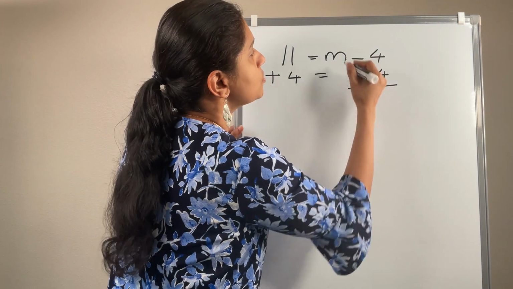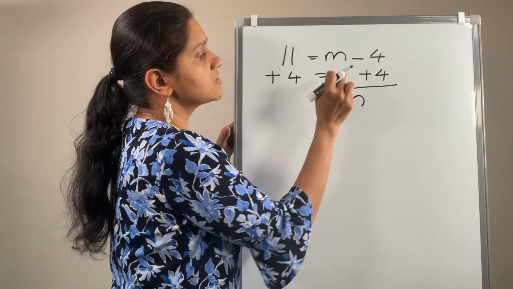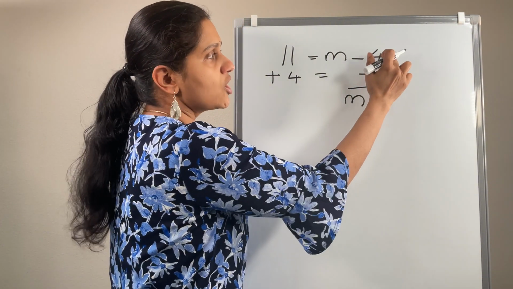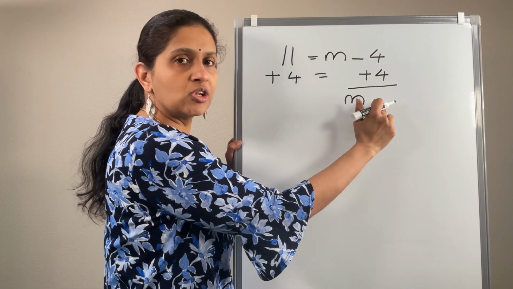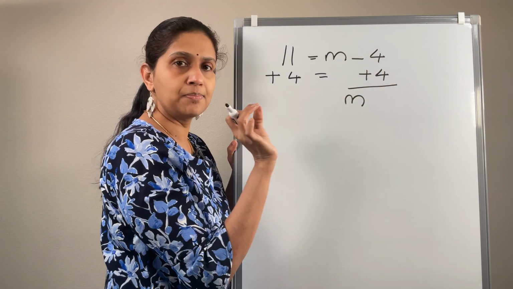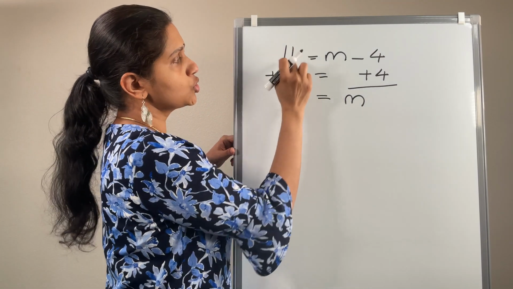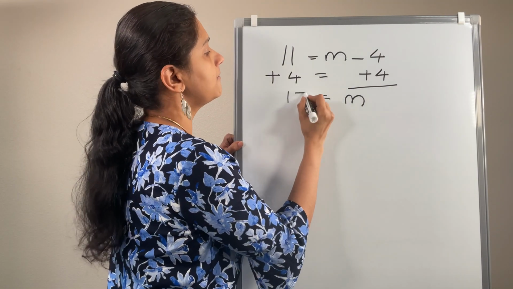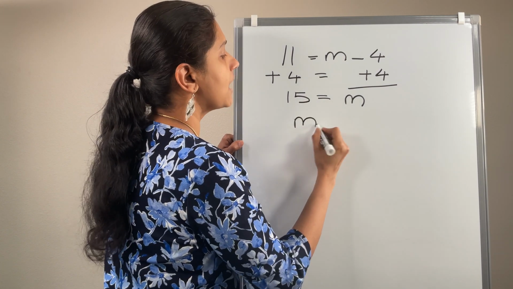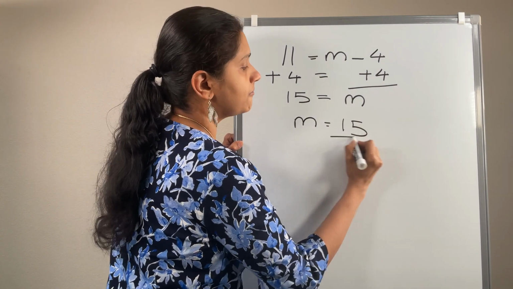So, this is going to be equal to m. So, we have isolated the variable m because negative 4 plus 4 is going to be equal to 0. So, we are simply left with m on the right side. So, that is going to be equal to 11 plus 4, which is 15. So, the value of m is equal to 15.